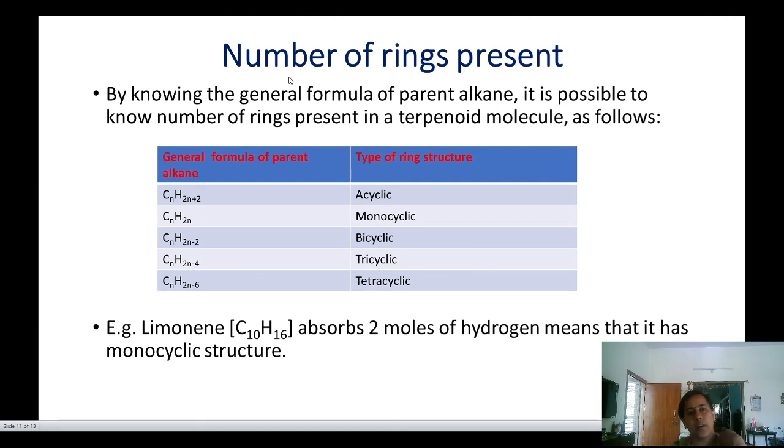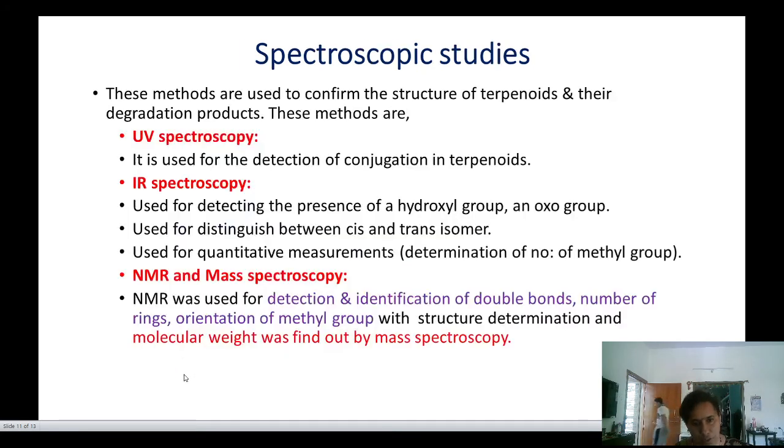Here, the next point is about the number of rings. By knowing the general formula for the parent alkane, it is possible to know the number of rings present in a terpenoid molecule as follows. The general formula for the parent alkane is CnH2n+2, then CnH2n, CnH2n-2, CnH2n-4, CnH2n-6. The type of ring structure is acyclic, monocyclic, bicyclic, tricyclic and tetracyclic. For example, limonene C10H16 absorbs two moles of hydrogen, which means that it has a monocyclic structure.